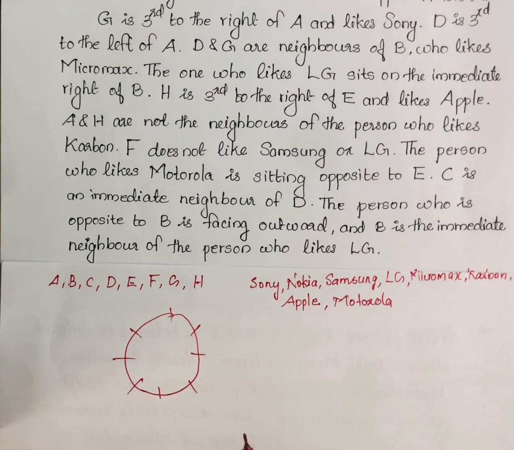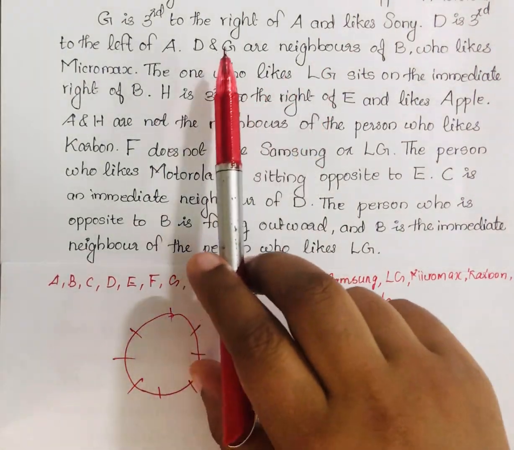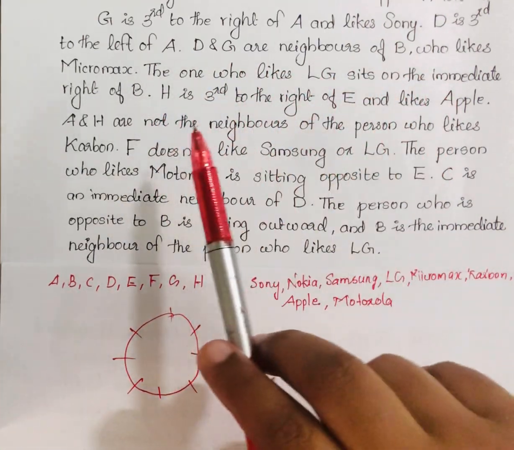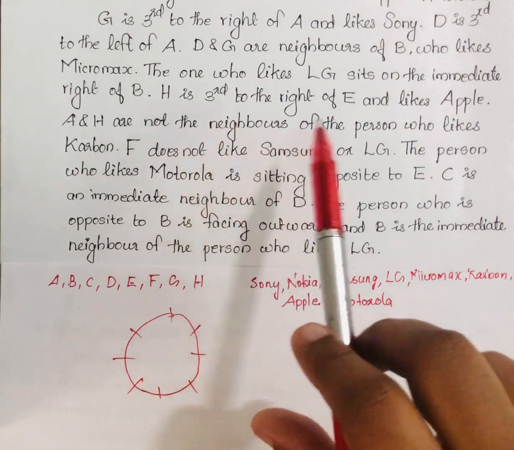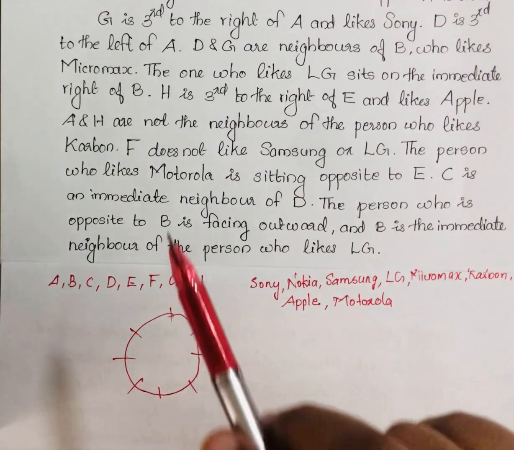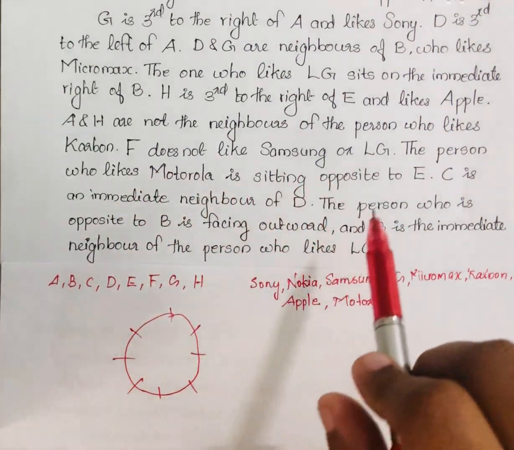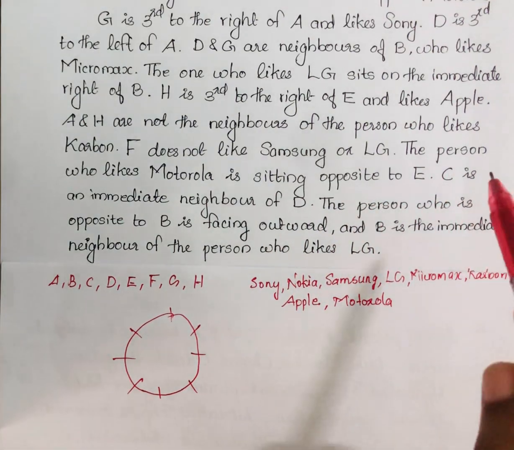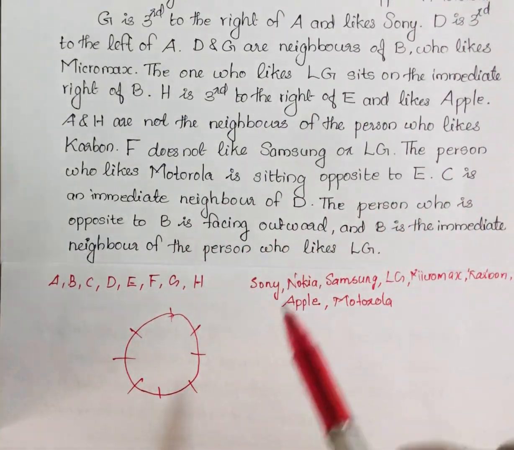Or we can check whether any clear condition is given about one person's direction. If it is given, it is better we start with that condition. Here in this question, next it is given D and G are neighbors of B. The one who likes LG sits on the immediate right of B. H is third to the right of E and likes Apple. E and H are not the neighbors of the person who likes Carbon. F does not like Samsung or LG. The person who likes Motorola is sitting opposite to E. C is an immediate neighbor of D.